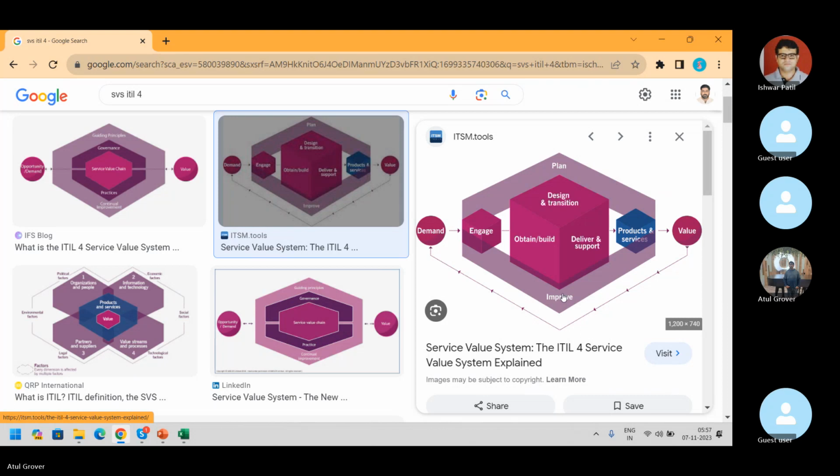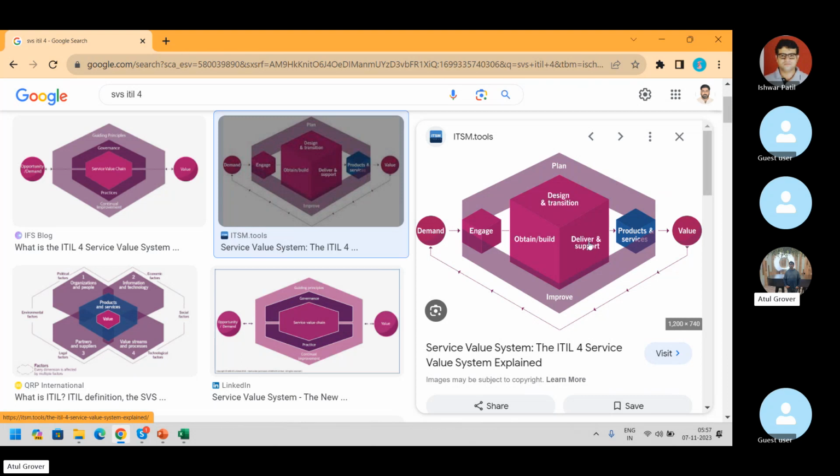So in ITIL 4, they introduced agile also as one of the concepts in their format. ITIL 4 introduced business analysis as one of the practices. It was not available earlier as part of ITIL, but now they introduced it. Then if you build, same thing: plan, improve, engage. If you deliver and support, plan, improve, engage.